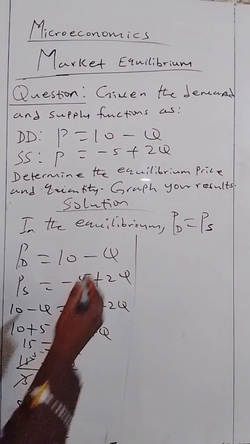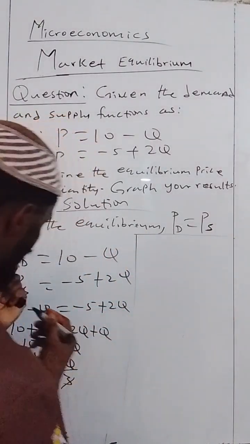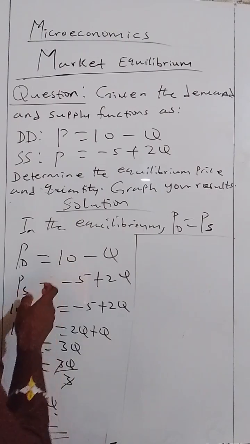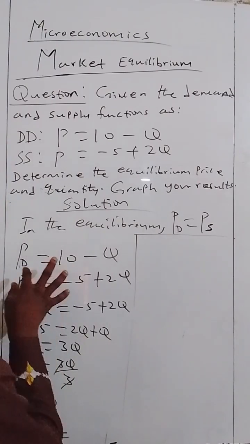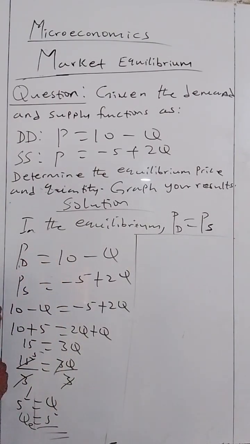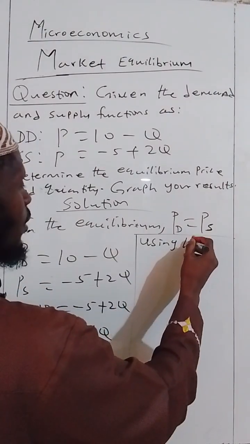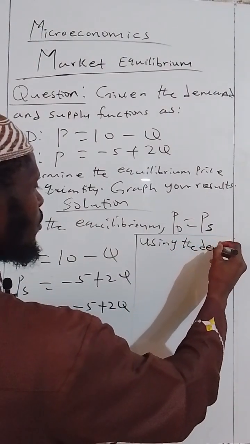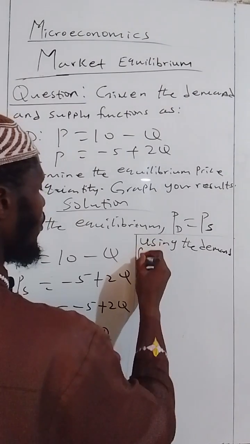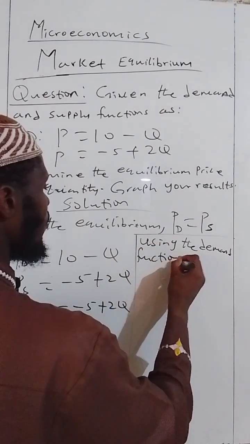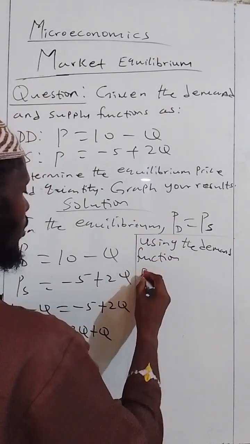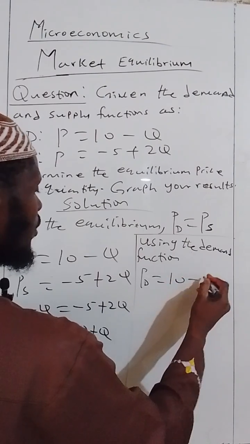Now, to get our equilibrium price, we can use either of these functions. Whether we use PD or PS, we are going to get the same answer. So let's use PD, using the demand function. Let me write it down. So we have PD equals 10 minus Q.